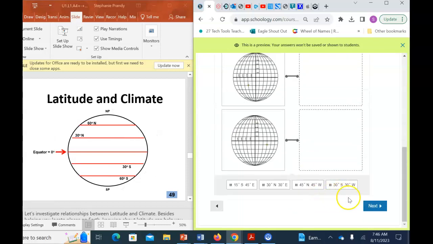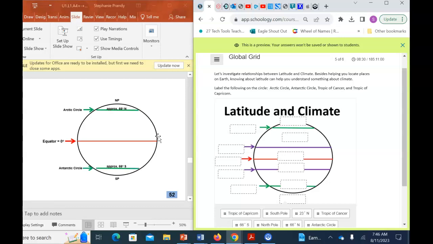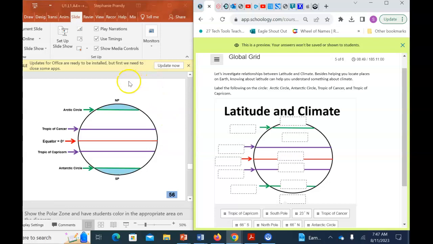Okay, when we talk about latitude and climate, latitude has an impact on climate. So here's our 0 degrees, and then this top portion that you see in green, we call the Arctic Circle and the Antarctic Circle. At 23 degrees north, that's your Tropic of Cancer, and at 23 degrees south, that is the Tropic of Capricorn. So when we look at these upper areas above 66 degrees, we know that that's an extremely cold area. It's very cold to bitterly cold. We call it our polar zone.